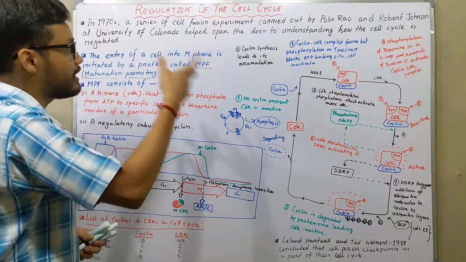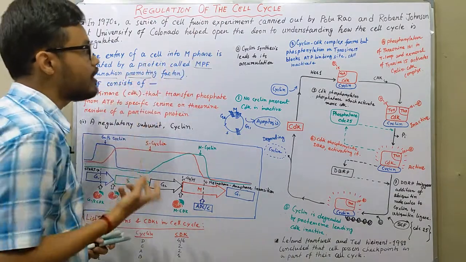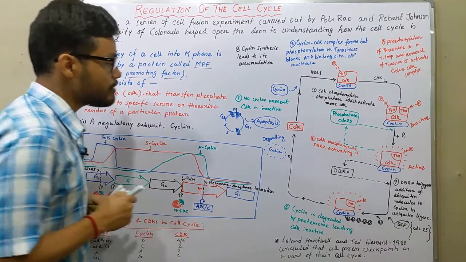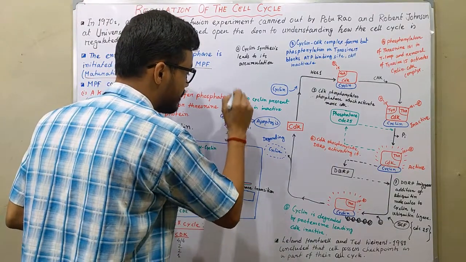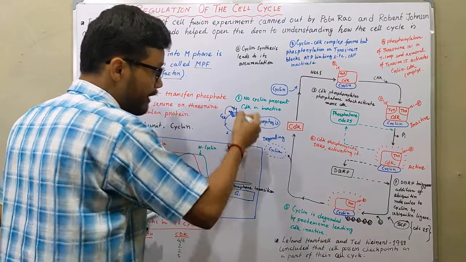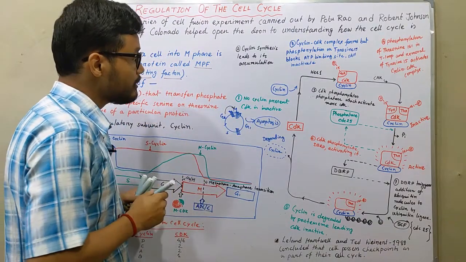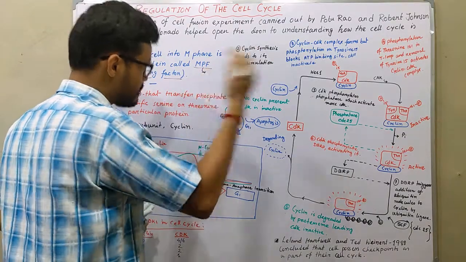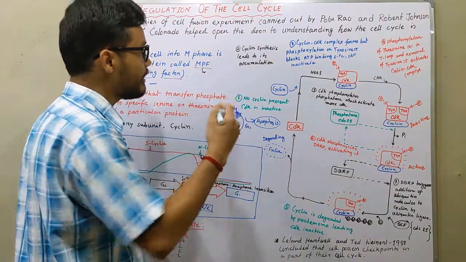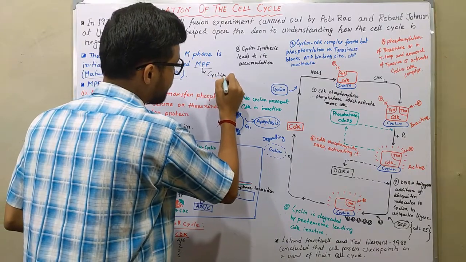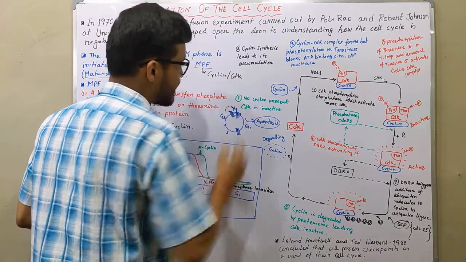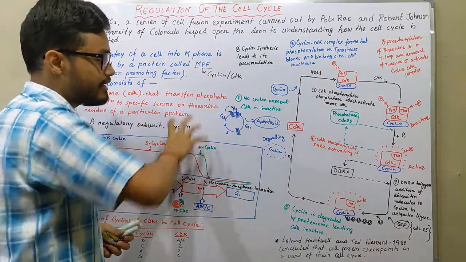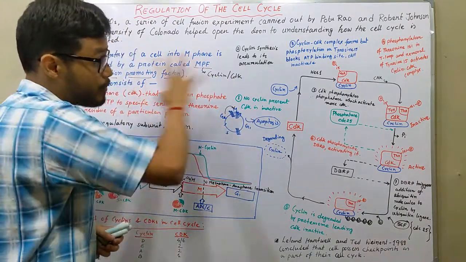So the entry of the cell into M phase is regulated by a protein called MPF, the maturation promoting factor. MPF consists of a protein and an enzyme. The protein is cyclin and the enzyme is CDK, the cyclin dependent kinase, and those cyclins and CDKs are present throughout the cell cycle.